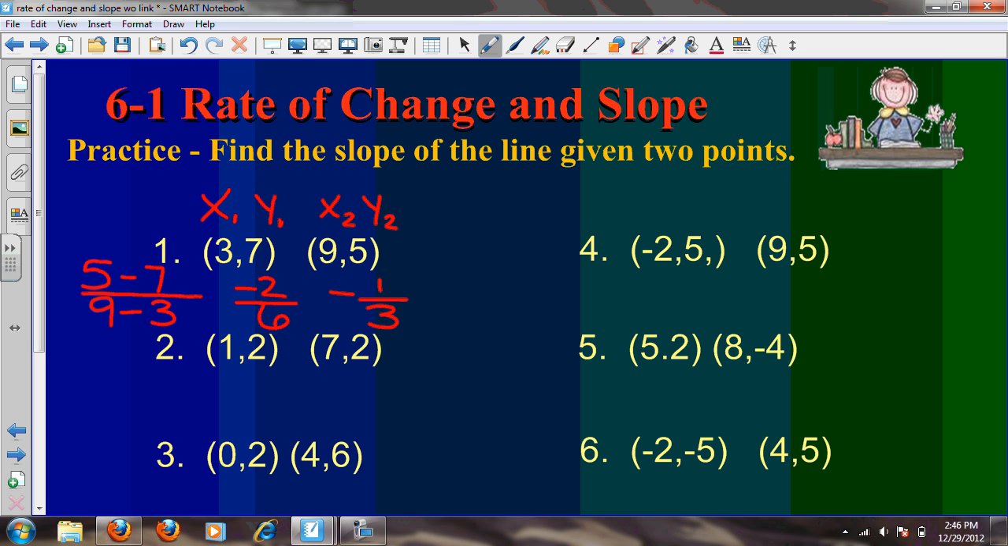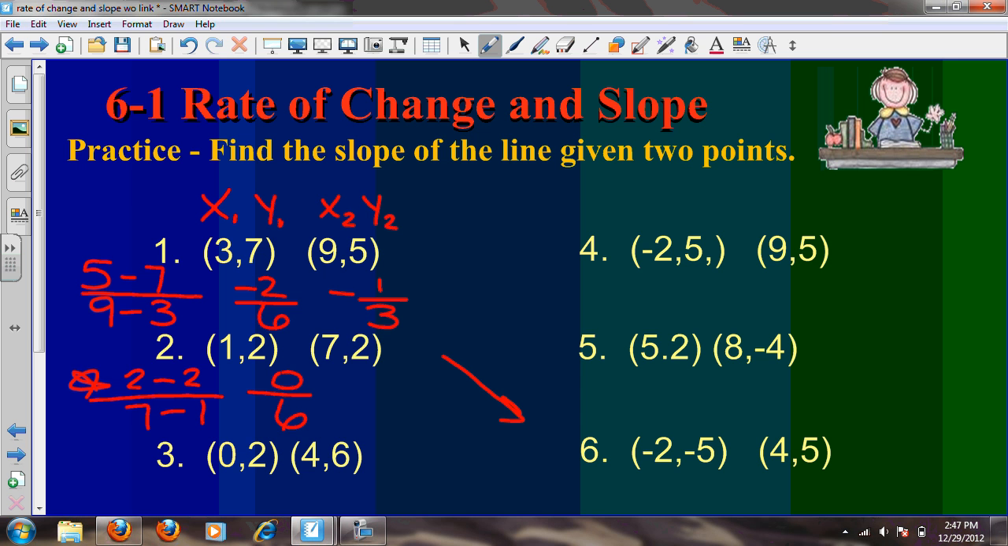How about number 2? How would we set that up? y2, which is 2, minus y1, which is 2, over x2, which is 7, minus x1, which is 1. 2 minus 2 is 0. 7 minus 1 is 6. We're going to come back to number 2 here in just a moment. I want to skip over to number 4. How would number 4 look if we set this up? Actually, I don't want to go to number 4. I'm going to go to number 6. How would number 6 look if I set this up?